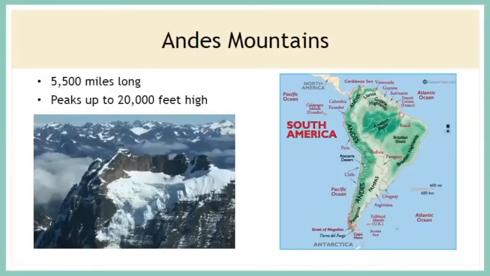The Andes Mountains cover 55,000 miles of land. They have peaks up to 20,000 feet high. You can see on our physical map the Andes Range runs right down the coast of South America.